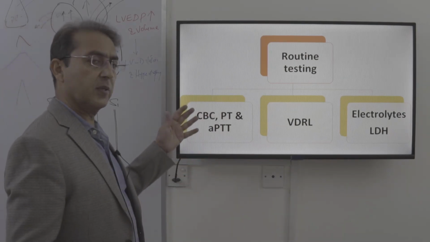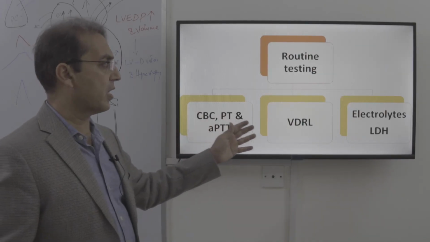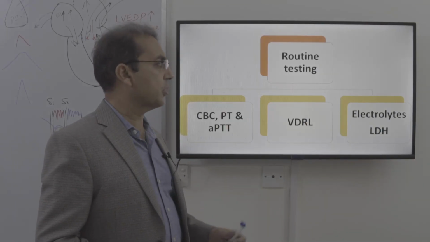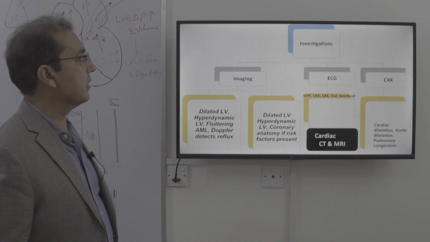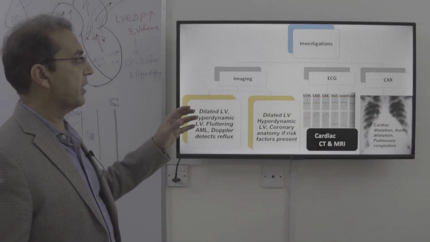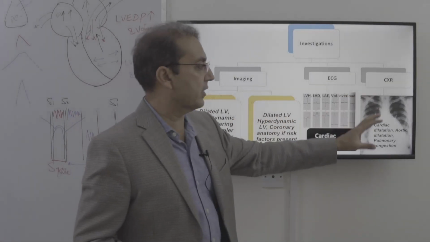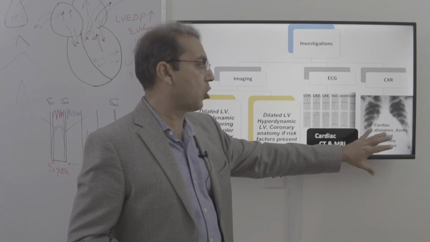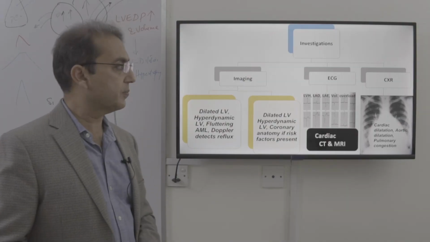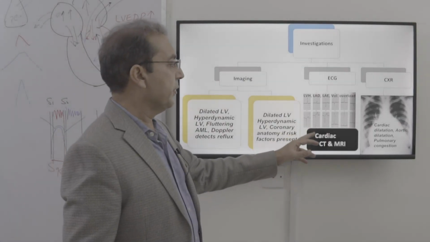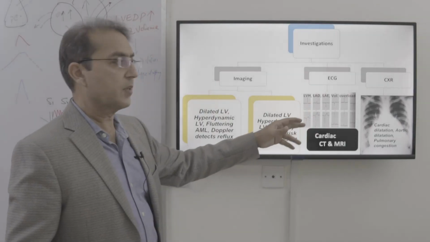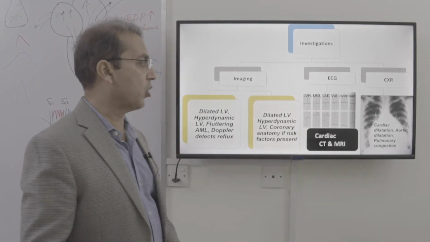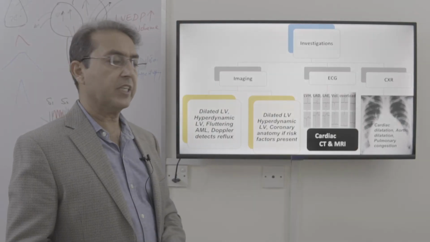We go for routine testing like CBC, coagulation profile, the VDRL, the autoimmune profile, the electrolytes, the lactate dehydrogenase. So we go for these routine tests, and then we can go for some investigations like imaging. For example, a chest X-ray may show cardiac dilatation, there may be dilatation of the aorta, and there may be pulmonary congestion. The ECG may show left ventricular hypertrophy, left axis deviation, left atrial enlargement. The features of volume overload in the ECG as well may be seen.